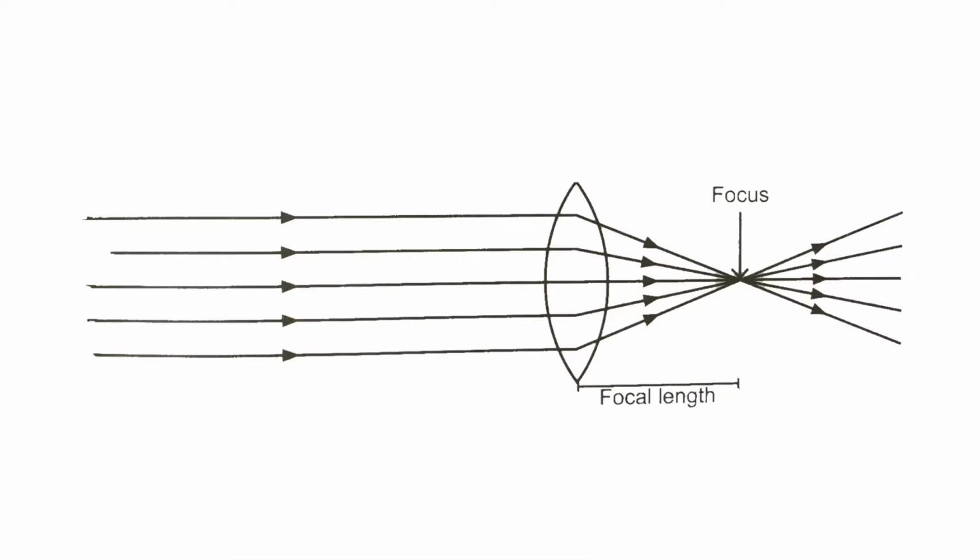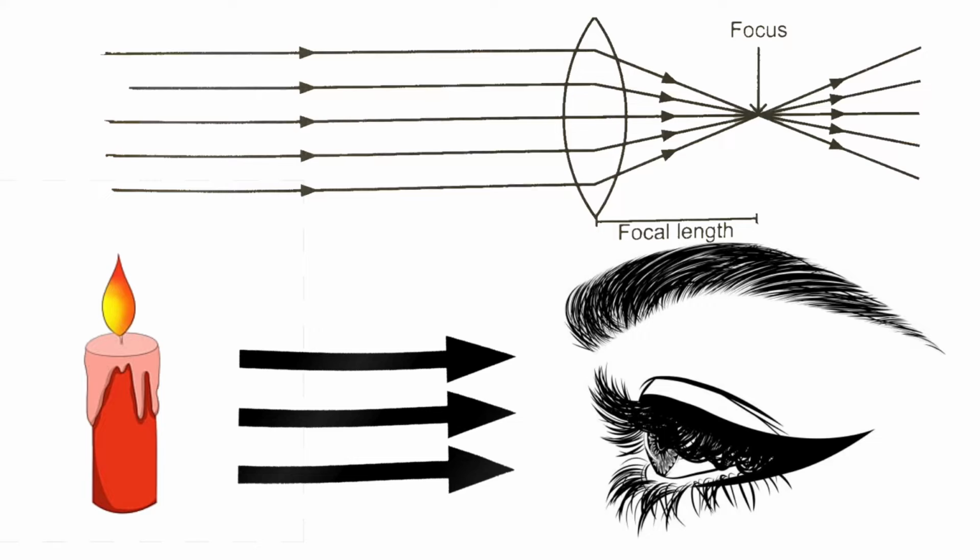Okay, now you can see a diagram. This is the refraction of a parallel beam of light rays through the convex lens. Okay, let's discuss it. If you have to see a thing, let's take a candle. Then from that object light rays are refracted. Then you can see a lens. This is the convex lens.